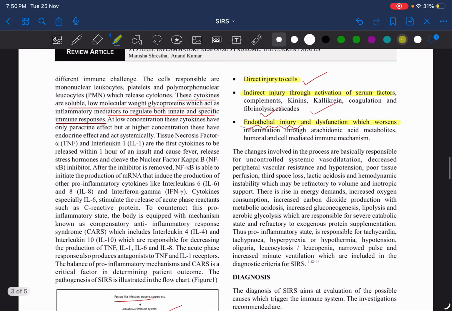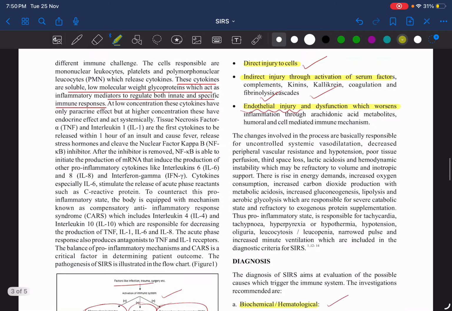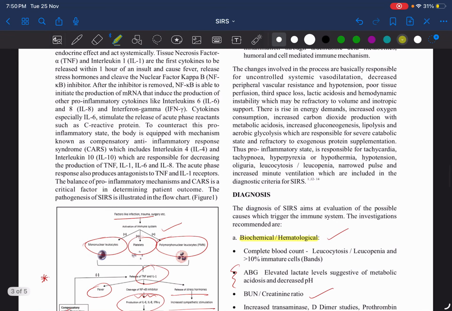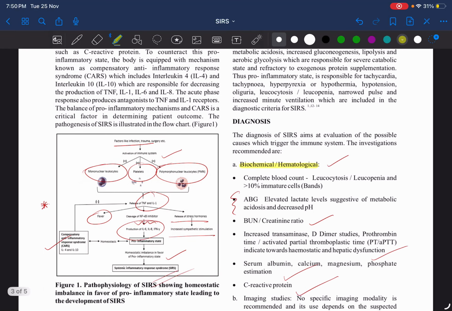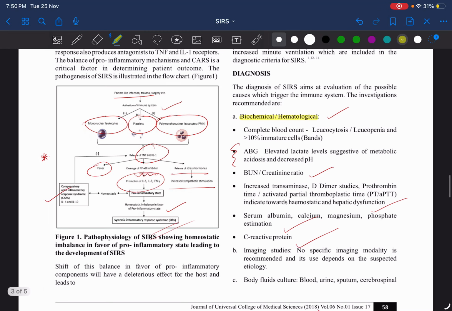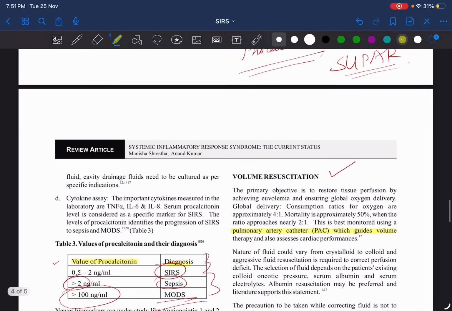Remember, what is the pathological hallmark? It is endothelial injury. And what is the culprit interleukin? It is interleukin 6. And remember, the triggering factors are TNF alpha and interleukin 1. And remember, biochemical or hematological analysis has to be done: ABG, CBC, blood urea nitrogen creatinine ratio, CRP, serum albumin, calcium, magnesium, and other electrolytes. And procalcitonin is a marker. The evolving marker is suPAR.